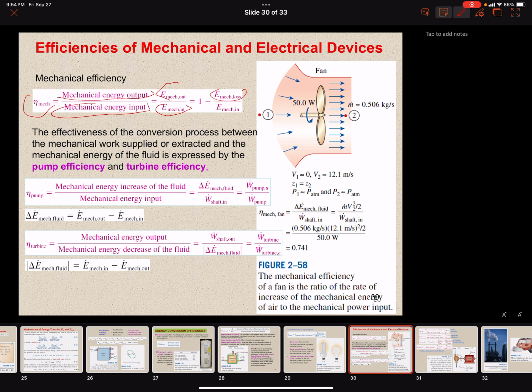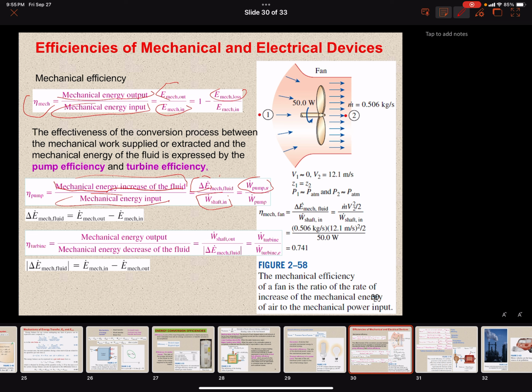The effectiveness of the conversion process between the mechanical work supplied or extracted and the mechanical energy of the fluid is expressed by the pump efficiency and turbine efficiency. For the pump efficiency, we can see the mechanical energy increase of the fluid over the mechanical energy input. And we can say delta E mechanical fluid over, we can say delta rate of energy mechanical fluid over the rate of work shaft in. Also, we can say the rate of the pump over the rate of the pump itself.